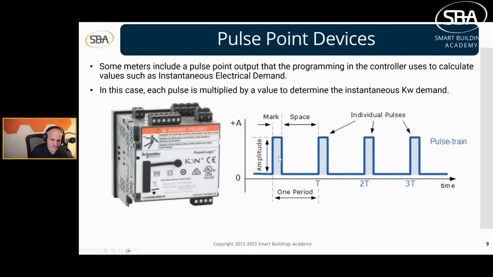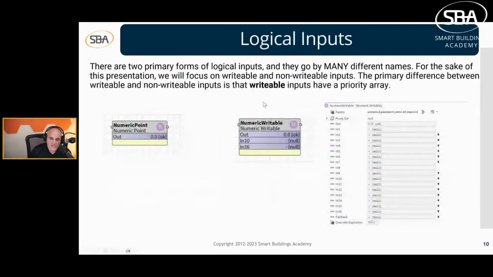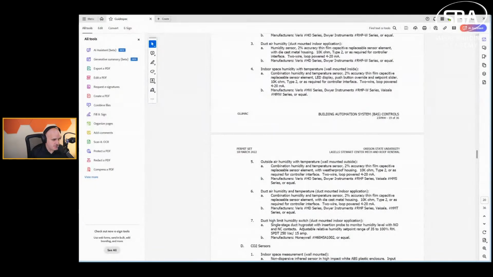And then when you go into your controller and set it up, you would actually set what a pulse means and how long it means that. This gives you an ability to calculate either electrical or hydronic flow. Then we get into logical inputs. But before I do that, I actually want to switch screens real quick and show you something.